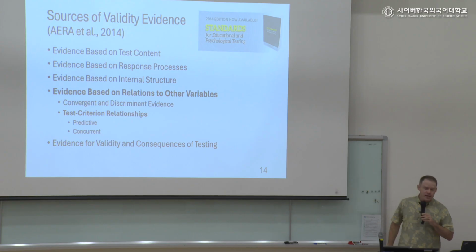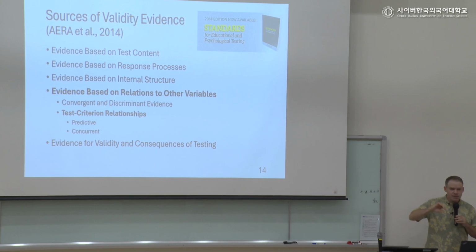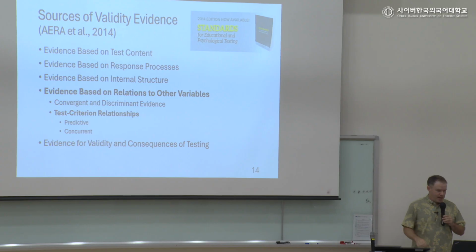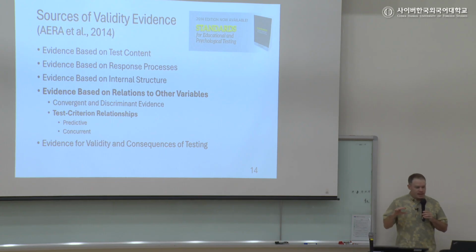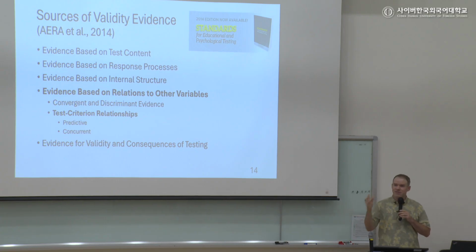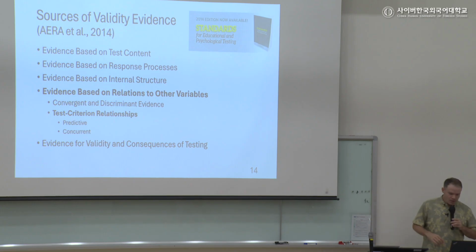But also test-criterion relationships are how the Standards put it. And they talk about two types. So the criterion is something outside of the test. Predictive evidence, or predictive validity, and concurrent evidence, for concurrent validity. So these are things, again, if we have somebody's SAT score, can we predict their grades in college? If we have somebody's TOEFL score, can we predict their grades in college? That sort of thing. Or concurrently, you know, at about the same time.